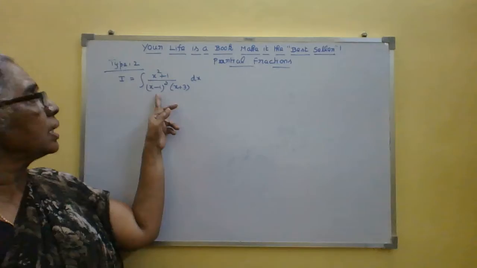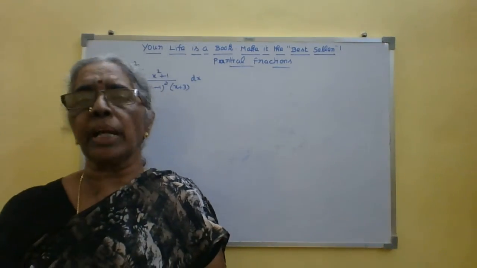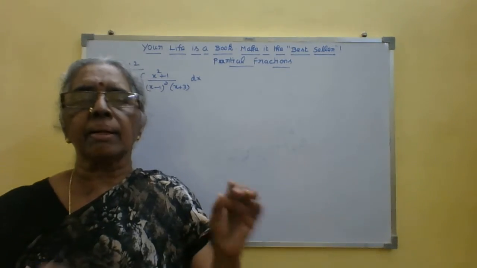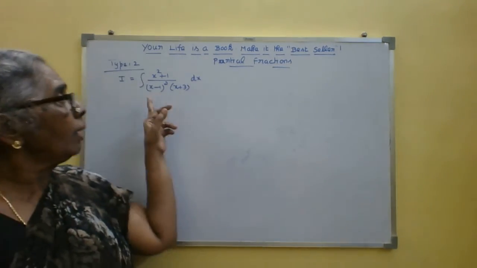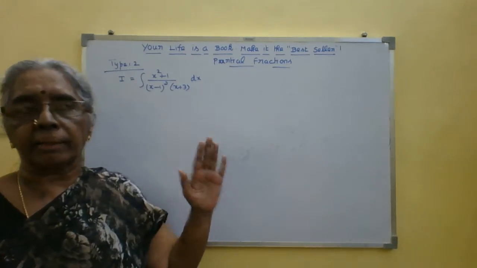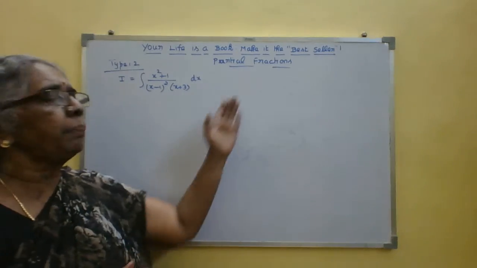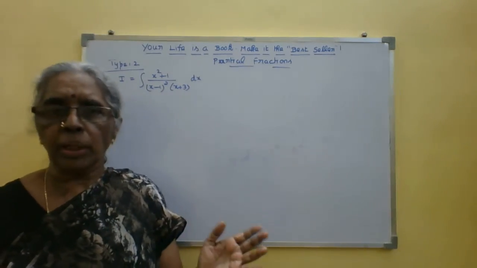But here if you see x minus 1 the whole square, what does it mean? x minus 1 into x minus 1. So that factor is repeated. So you have got repeated linear factor and this one is a distinct linear factor. This type I call as type 2. Now how to write the partial fraction for this? That is what you have to understand.